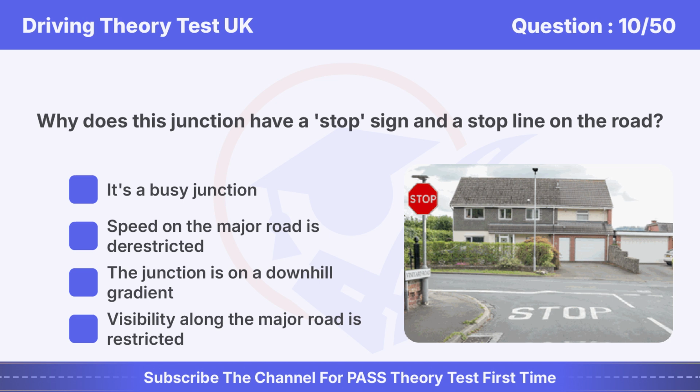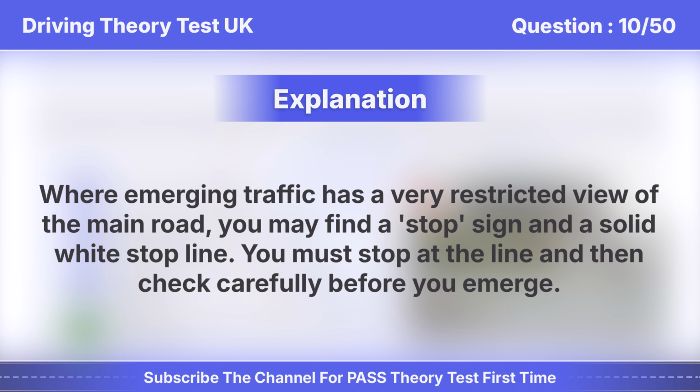Question 10. Why does this junction have a stop sign and a stop line on the road? Answer is D. Visibility along the major road is restricted. Where emerging traffic has a very restricted view of the main road, you may find a stop sign and a solid white stop line. You must stop at the line and then check carefully before you emerge.